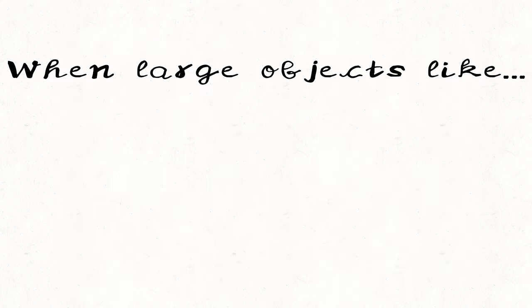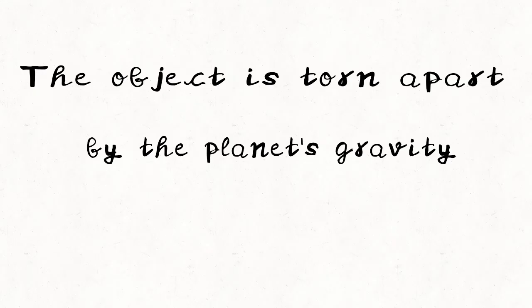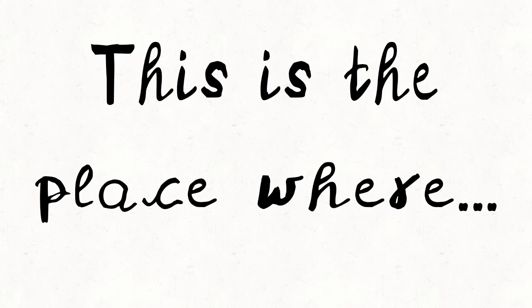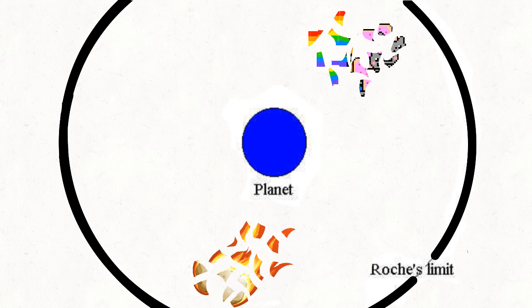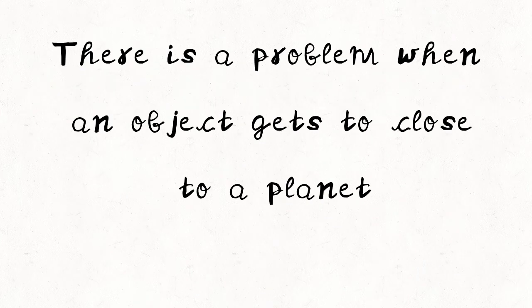When large objects like asteroids or comets pass too close to another planet, the object is torn apart by the planet's gravity. This is called the Roche limit. This is the place that if the object passes through it, it will be pulled apart by the planet's gravity, which forms the rings when it is repeated millions of times. There is a problem when they get too close to the planet.